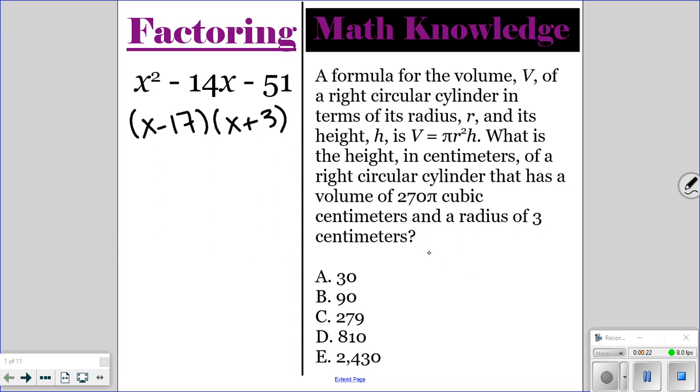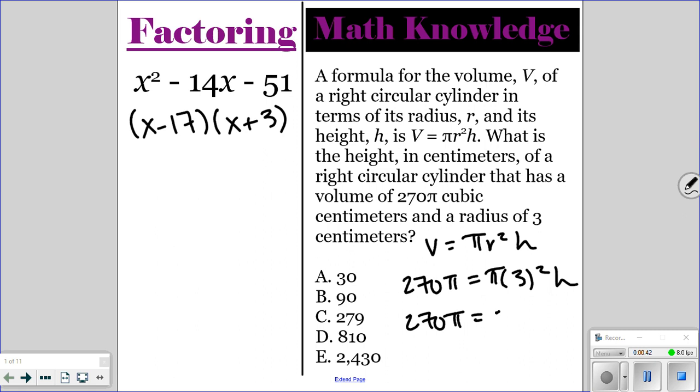For the math knowledge question, you're going to start with the formula that they give you, and they want to know the height. They tell you the volume is 270π, and they tell you your radius is 3. So you just have to solve for h. 3 squared is 9, so over on the right side you have 9π times h. So just divide by 9π, and your π's will cancel, and then 270 divided by 9 is 30. So that would give you your answer.